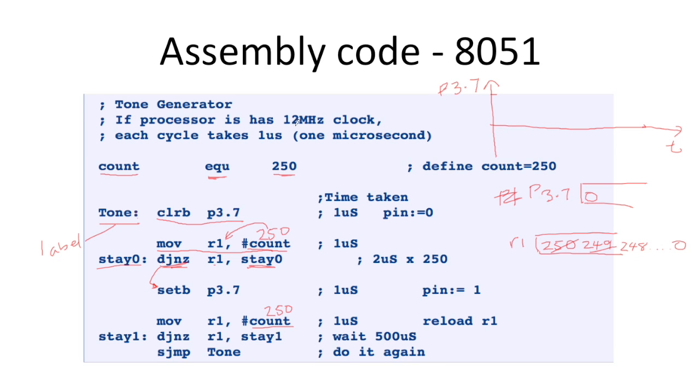For a microcontroller which has a 12 MHz clock, each cycle takes 1 microsecond, and this particular instruction requires 2 microseconds to complete. So we have taken 2 microseconds for each instruction and it's repeated 250 times. We have now waited in this loop for 500 microseconds. So this is a simple delay operation which has caused the pin to stay at level 0 for 500 microseconds.